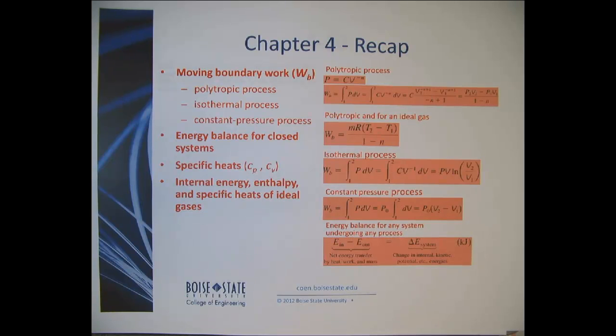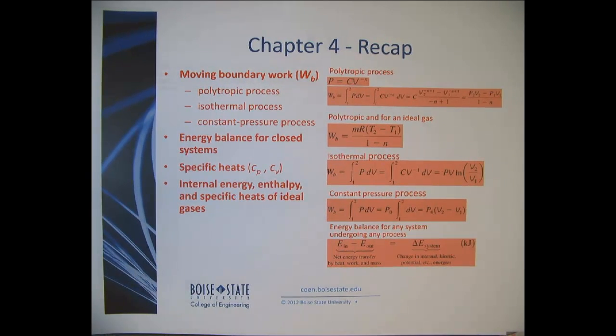We also learned the energy balance for closed systems. E in minus E out is delta E system, which means that the net energy transfer by heat, work, or mass will be equal to the change in internal, kinetic, and potential energies. In this course, we are primarily interested in the work done. Heat is something we'll take for granted in this course. However, you learn different forms of heat transfer in depth when you take a course on transport phenomena.